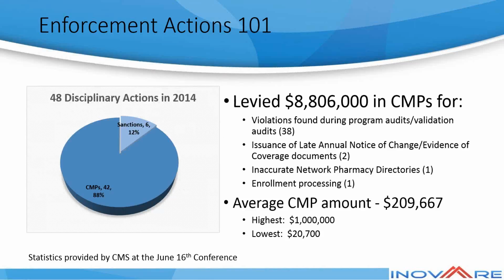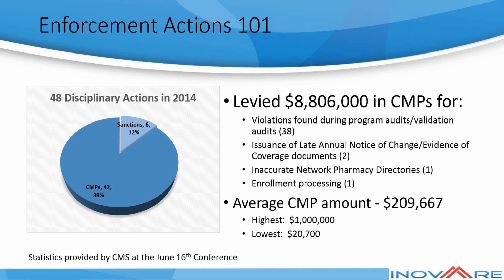So far, for 2014, there were 48 disciplinary actions in place. 6 were sanctions, 42 were monetary penalties imposed. So far, the grand total is at $8.8 million. The violations found during program audits were issues of late annual notice of change, incorrect network pharmacy directories, and enrollment processes. The average monetary penalty per item was about $200,000, the highest being $1 million, the lowest being $20,000.